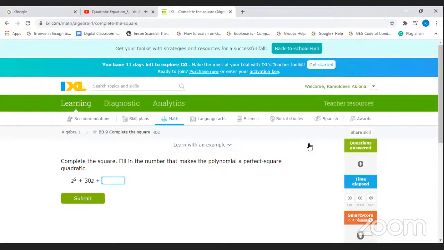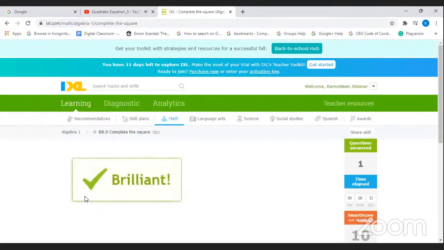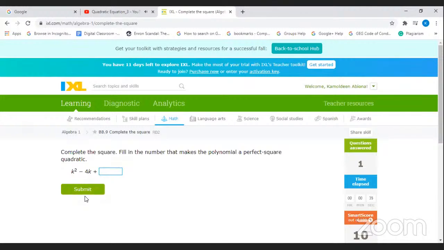So what do we do? Half of 30. What is half of 30? 15. 15 squared will give us 225. I hope you understand again. From our explanation, we said we are going to find half of the coefficient of z, which is 15. Then you square it. 15 squared is 225. Half of minus 4 is minus 2. Minus 2 squared will give us 4. Half of minus 12 is what? Minus 6. Minus 6 squared gives us 36.